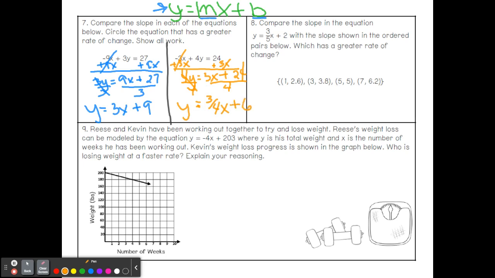So then the question says circle the equation that has a greater rate of change or a greater slope. So notice that this is 3 and this is 3/4. 3 is more than 3/4. Okay? So then that would be the answer.